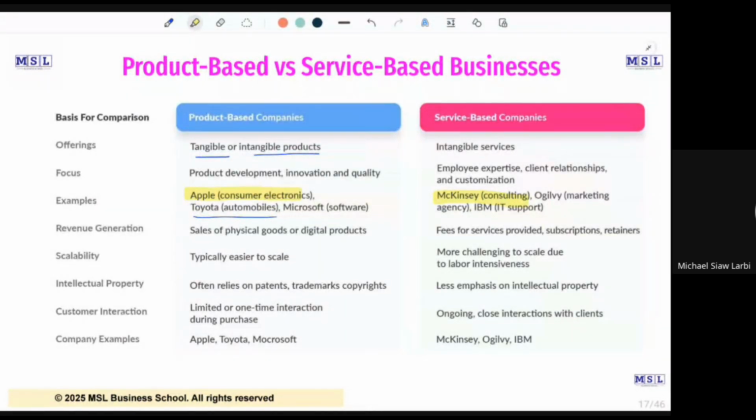So let's touch on the revenue and then we move on. So for product-based companies, they generate revenue from the sale of physical goods or some digital products. For service-based companies, they make their money from fees for services provided, subscriptions, retainers, and the like. So at least we need to know, okay, some people make their money from goods, physical, tangible goods, some people from services.